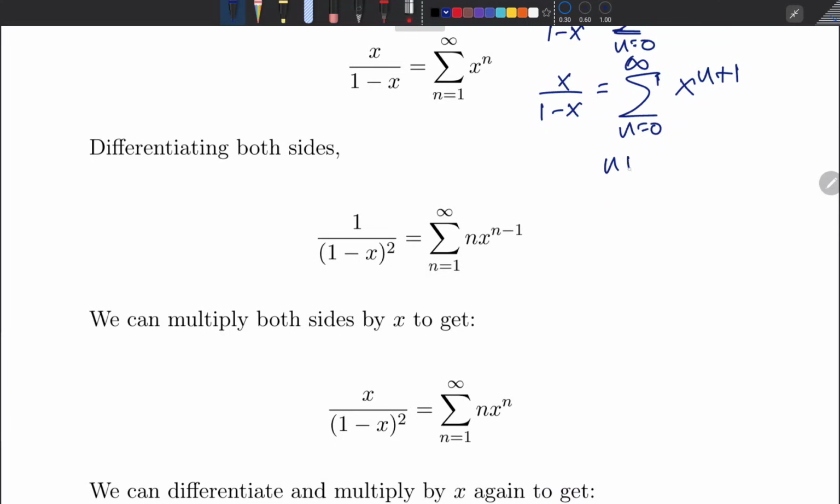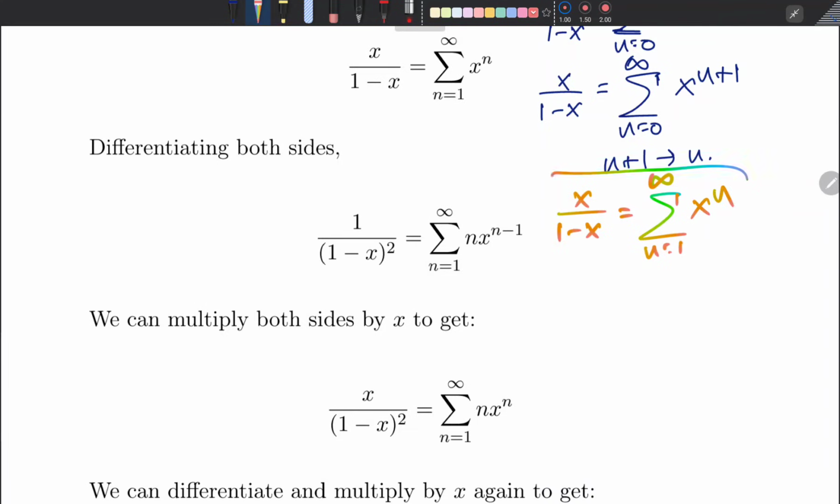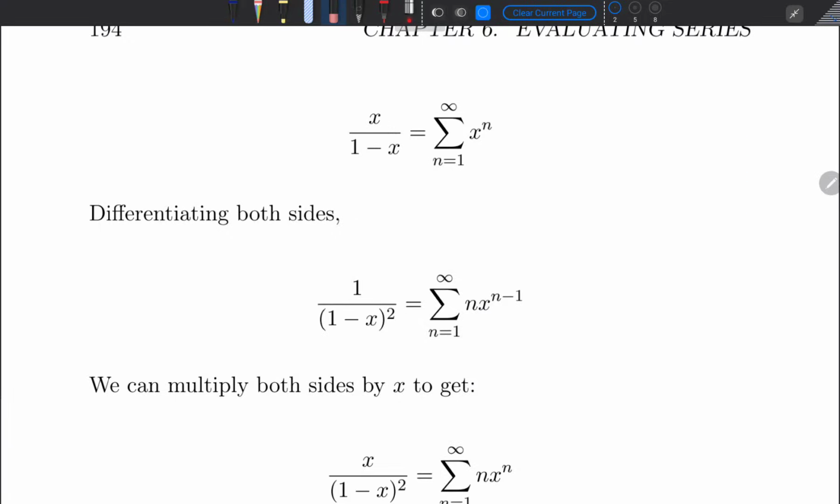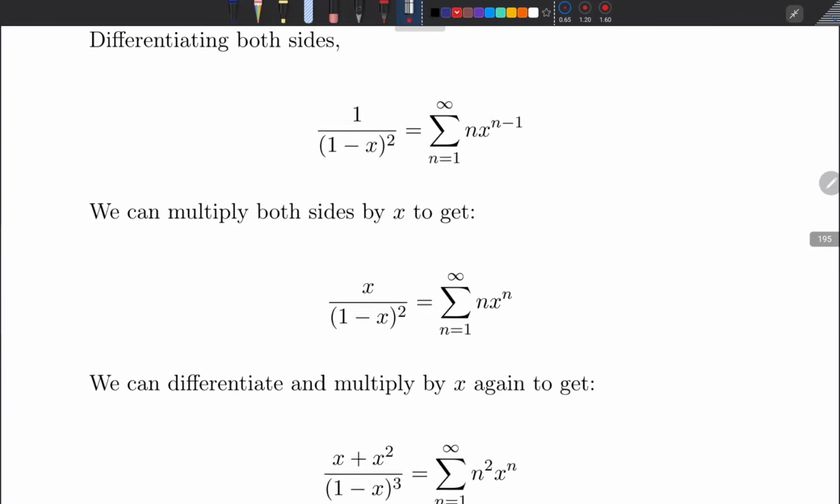Now we can replace n plus 1 with n only, and when n is 0 this new n begins from 1. So that's how we can say that x over 1 minus x is the sum as n goes from 1 to infinity of x to the n, right? That's pretty important: you need to check whether the sum is going from 0 to infinity or 1 to infinity.